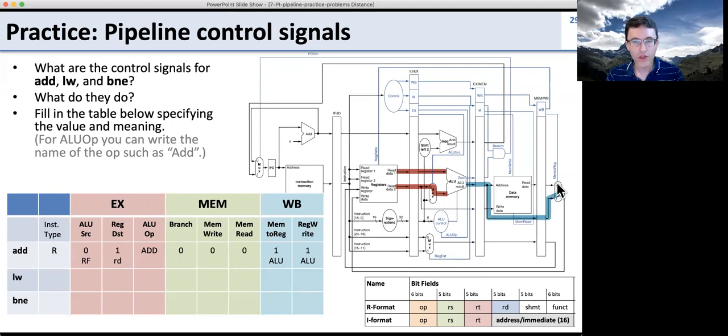And then what are we going to do with the results of this? Well, we're not branching. So branch is going to be false. So we're not branching. We're not writing to memory, not reading from memory. So both of those will be false. And are we going to write back? Well, yeah, we are going to write back.